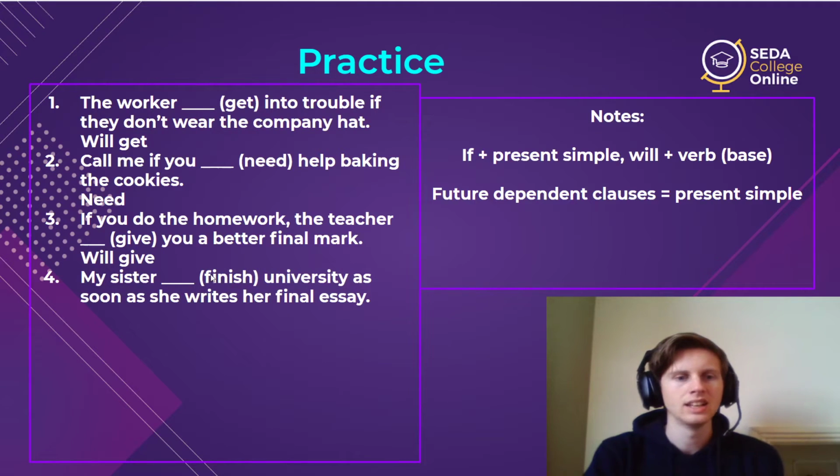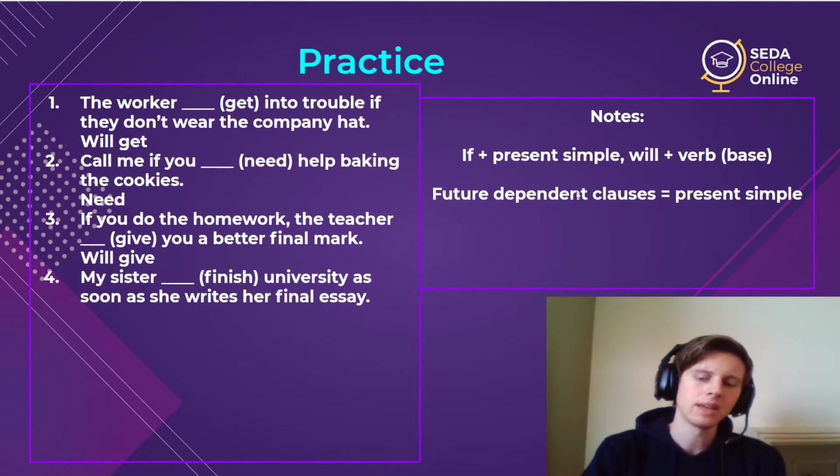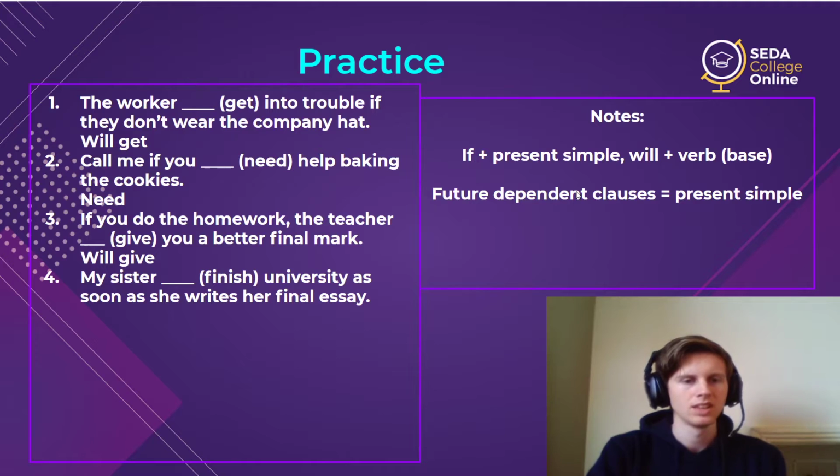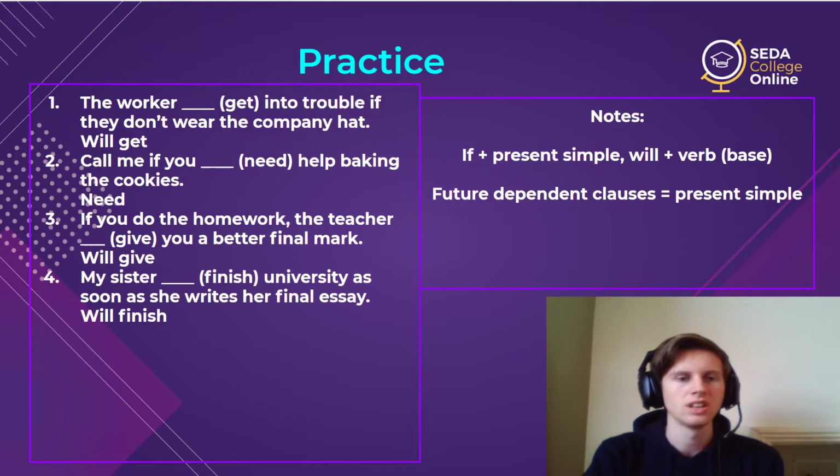Okay, the next. My sister, university, as soon as she writes her final essay. So what are our parts? Because that is always how to tell what is correct. Which part of the sentence, which clause, is it the dependent or the independent? Well, this one is the independent clause, so we need will finish. My sister will finish university as soon as she writes her final essay.